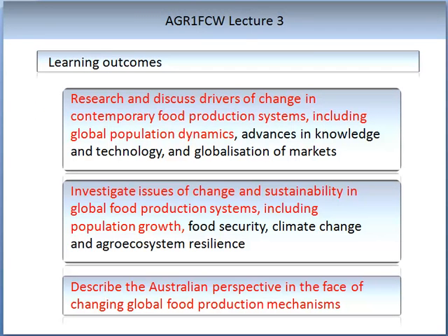In this lecture, we will examine, in part, 3 learning outcomes. The first learning outcome will enable you to discuss the drivers of change of contemporary food production systems, hence sustainability and ethical, which include global population dynamics. We will also investigate the issues of change and sustainability in global food production systems, including population growth. And finally, we will look at sustainability from an Australian perspective in the face of changing global food production mechanisms.